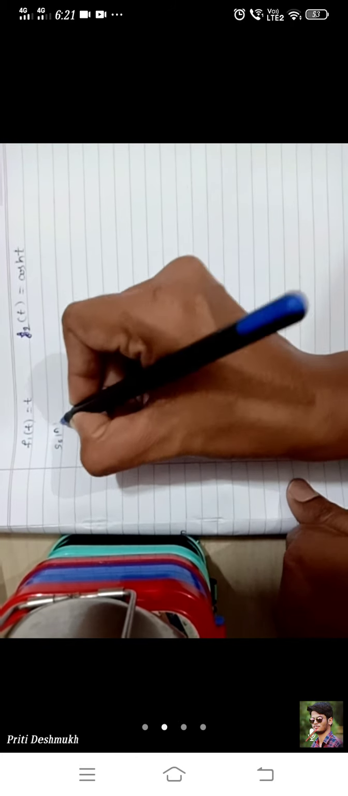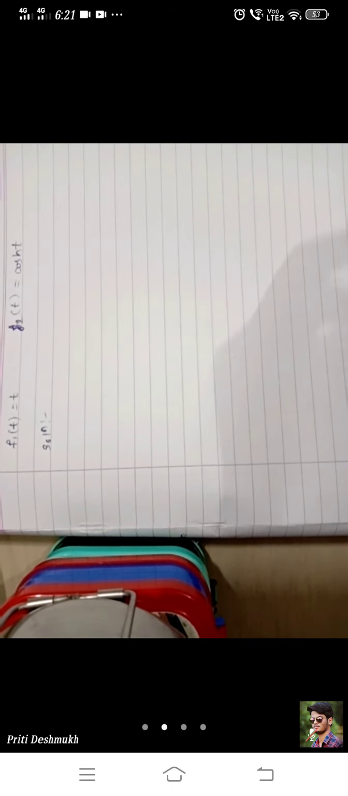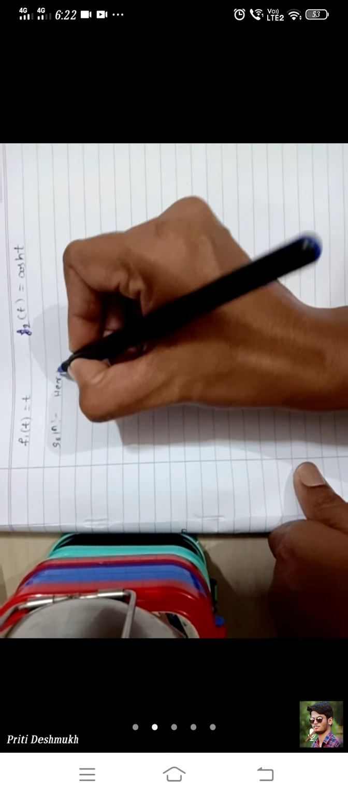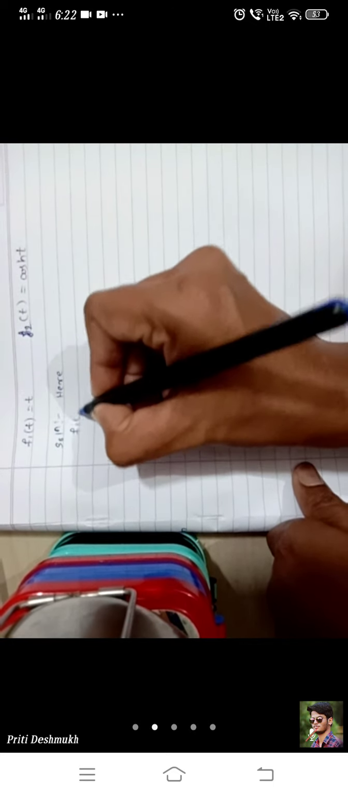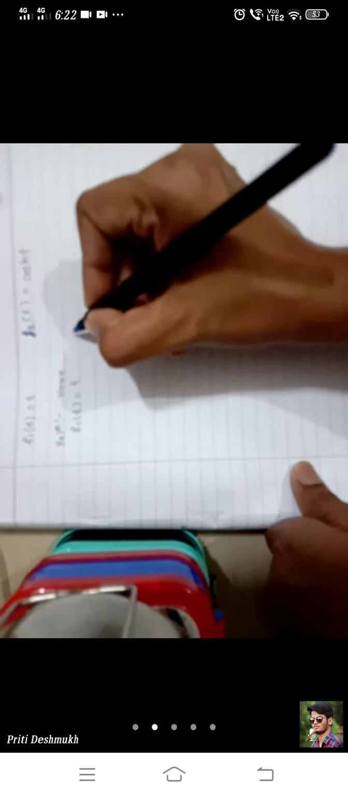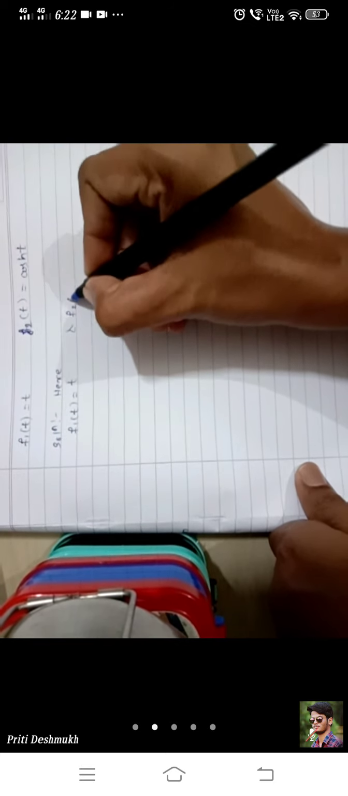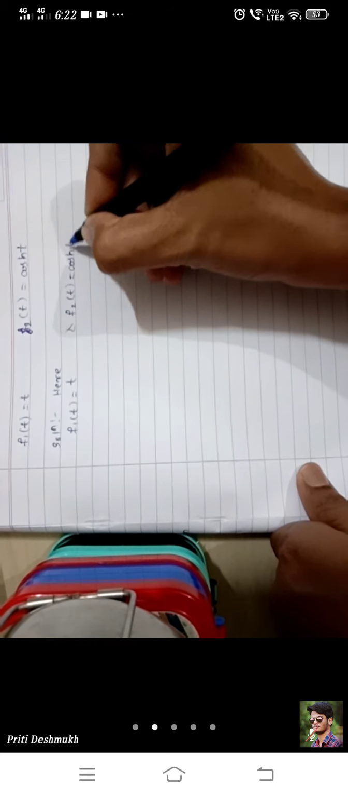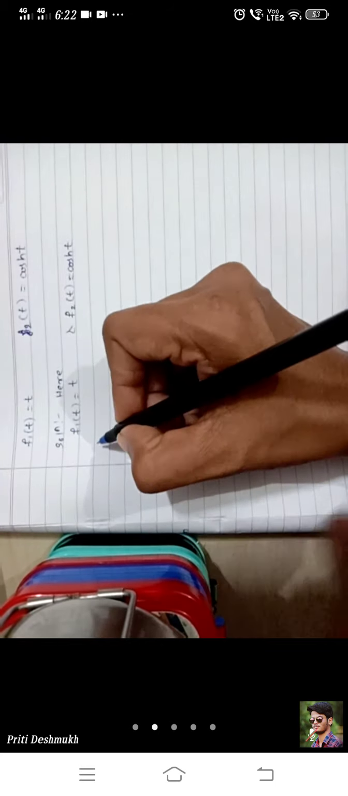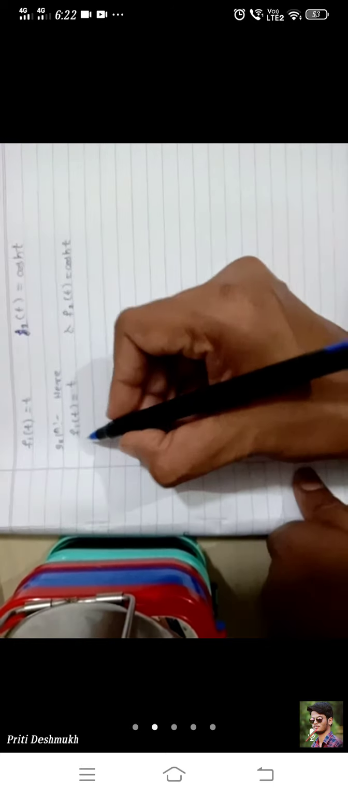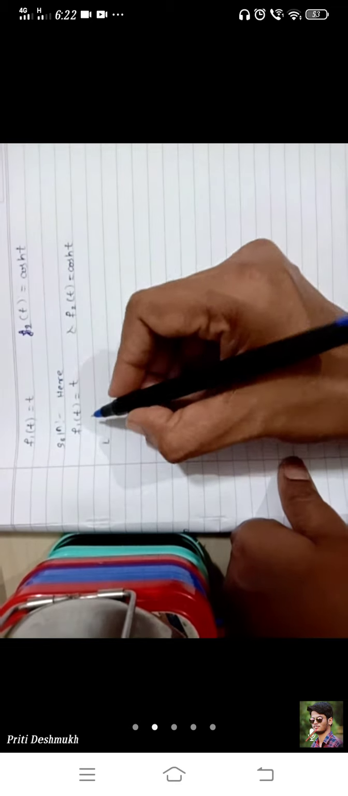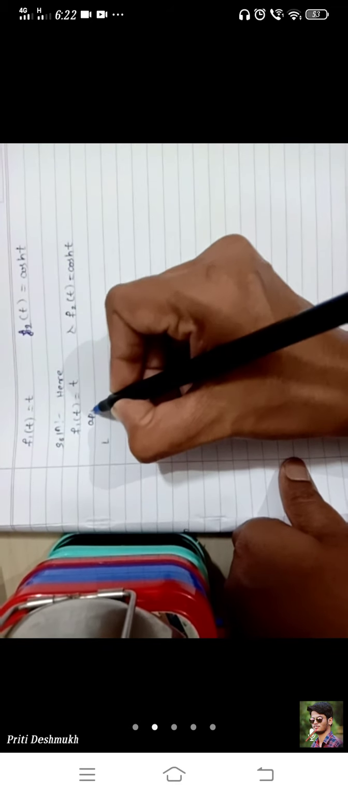So, solution. For the convolution theorem we require f1 of s and f2 of s. So first of all we calculate that. We write here f1 of t is equal to t and f2 of t is equal to cos of ht. Then we apply Laplace on both sides, because for convolution we need f1 of s.